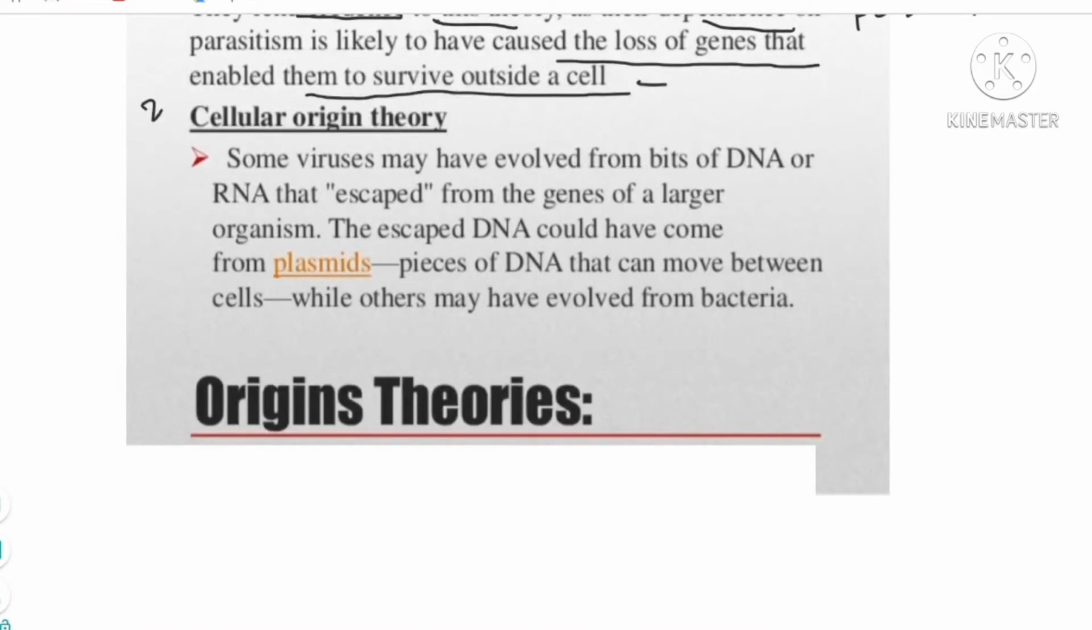The second theory about viruses is the cellular origin theory. This theory states that some viruses may have evolved from fragments of DNA and RNA, or bits of DNA and RNA.